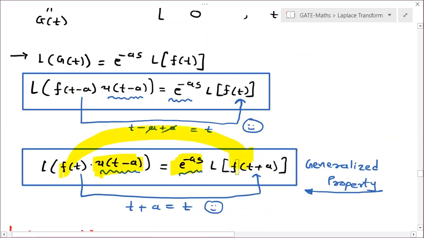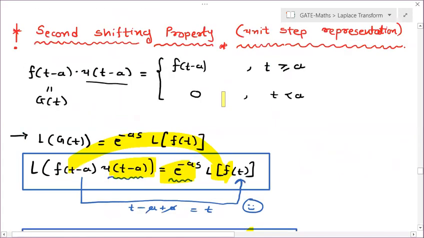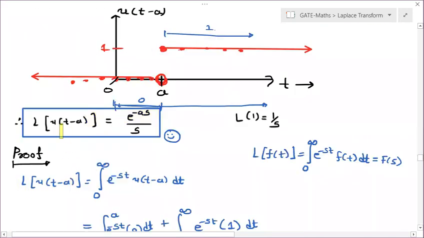Laplace of this f of t plus a. U of t minus a is e to the power minus as, then Laplace of this after adding a in the variable. In the same way here, u of t minus a is e to the power minus as, then Laplace of 1, right? Because 1 is a constant function. If you add anything in the variable, then also it will come 1 only.